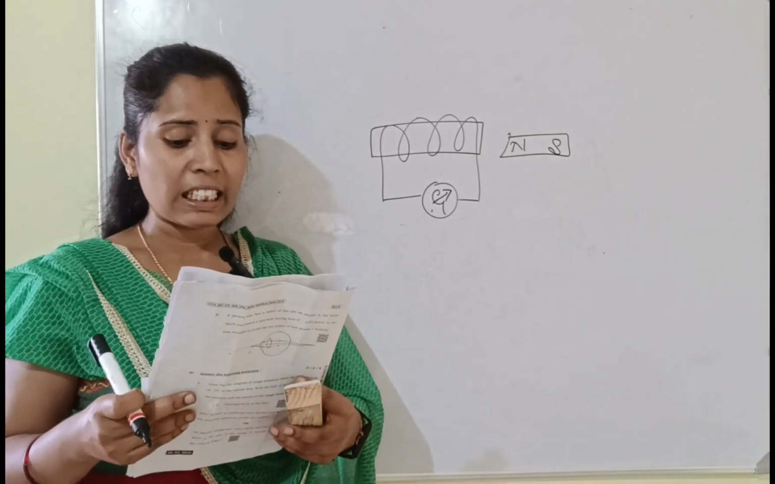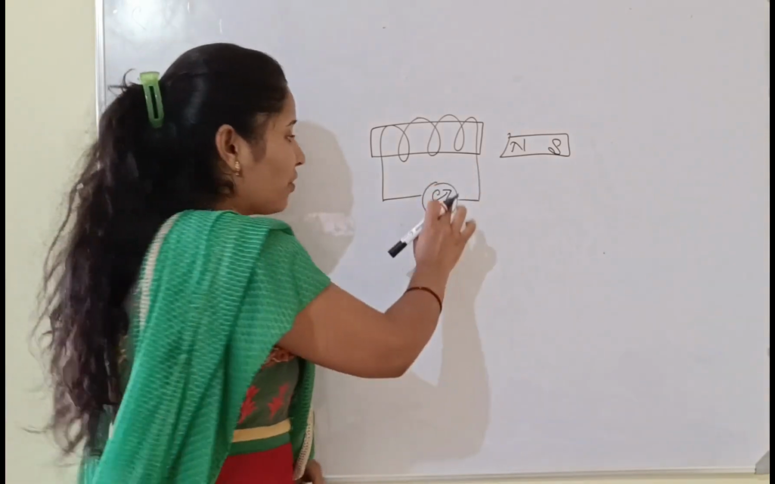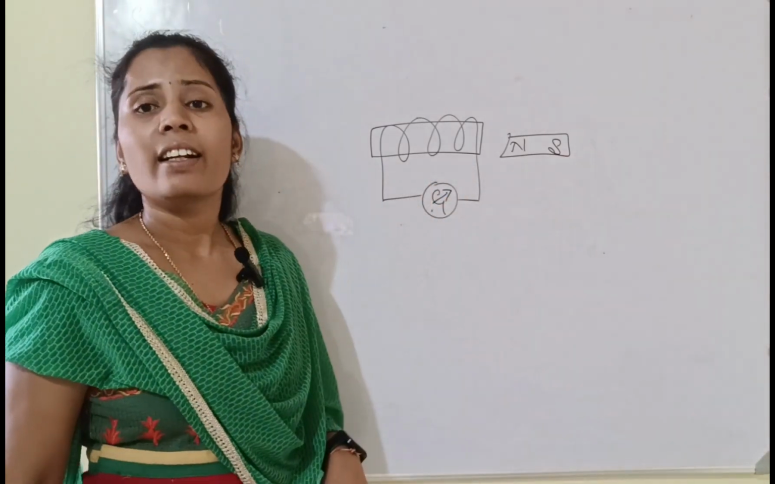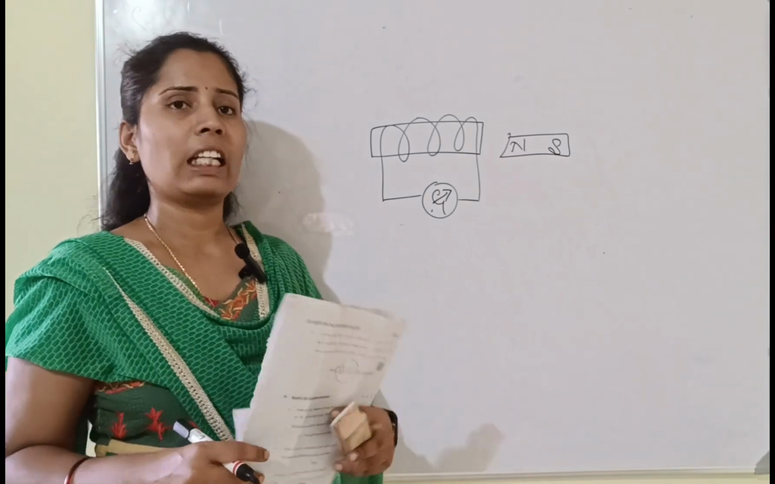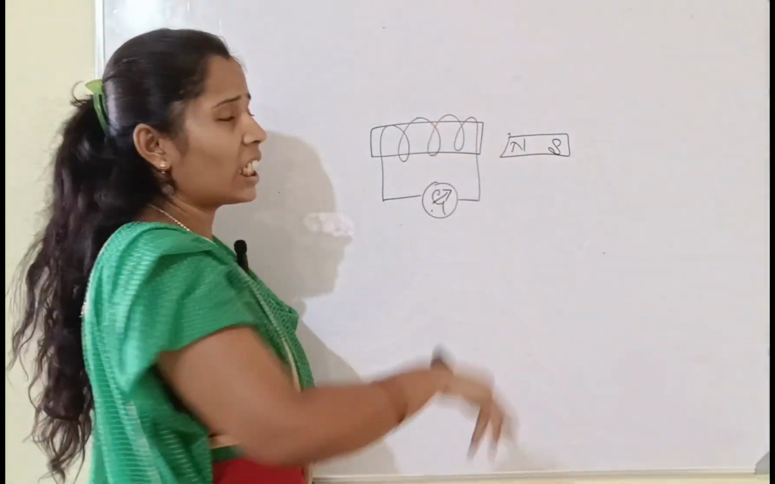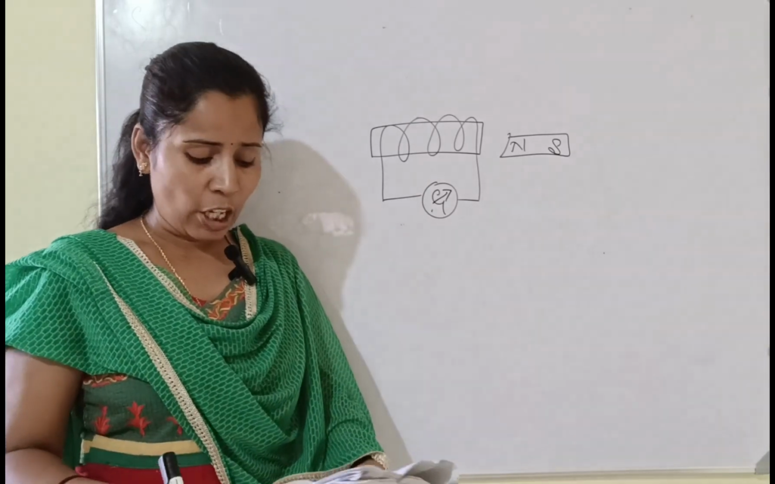Second, withdraw from inside the coil. Again, if I take back this bar magnet, what happens? The deflection will be in opposite direction. Third, left stationary inside the coil. If I leave that bar magnet inside the coil, there is no deflection. That means no induced current is produced.